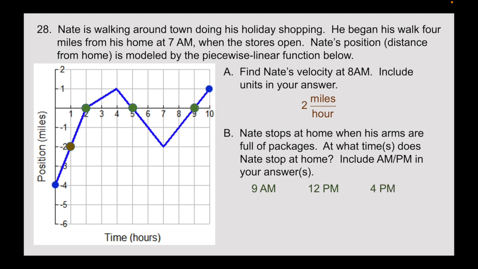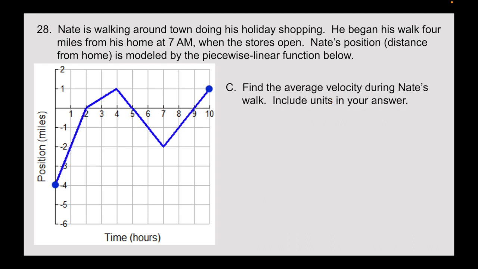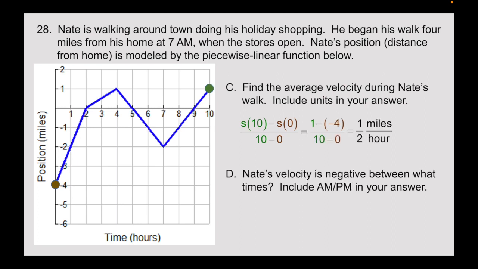And then also for C, find the average velocity during Nate's walk. If we're moving from position to velocity, again, we care about slope. And if we're looking at average, we want to look at the endpoints and calculate from there. You could do this with the formula here, or I can just count this. It looks like it goes up 5 to go over 10. So that is going to give us 1/2 miles per hour.